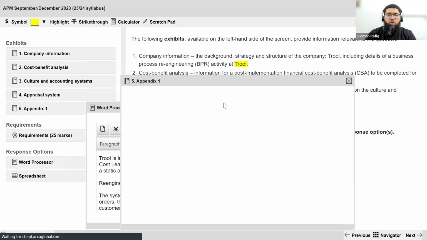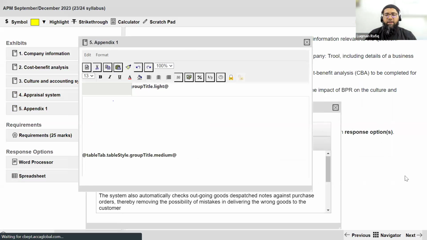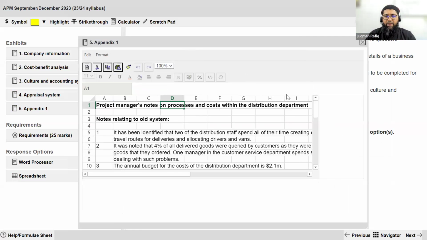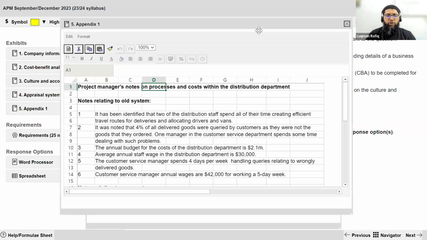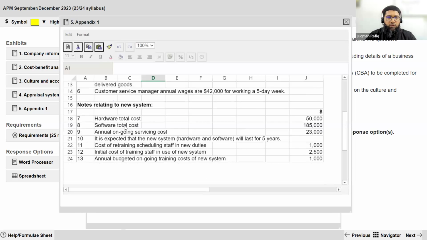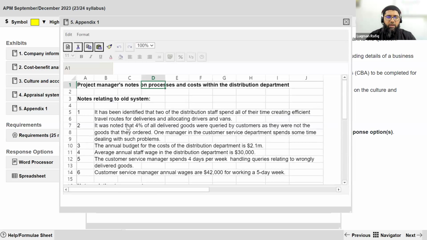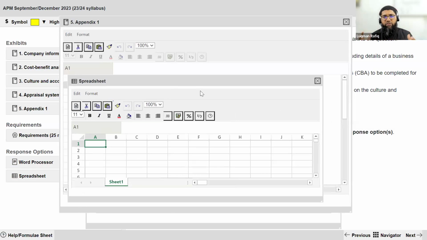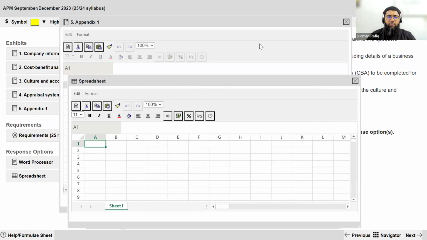So we're going to go through Appendix number 1, and through it we would have an idea of what things are made available to us. We've got to do the cost benefit analysis, so let's try to see the available information. The project manager's notes are there, and there's also a spreadsheet document available. So we would try to see what is mentioned in the project manager's notes, and try to implement them over there.